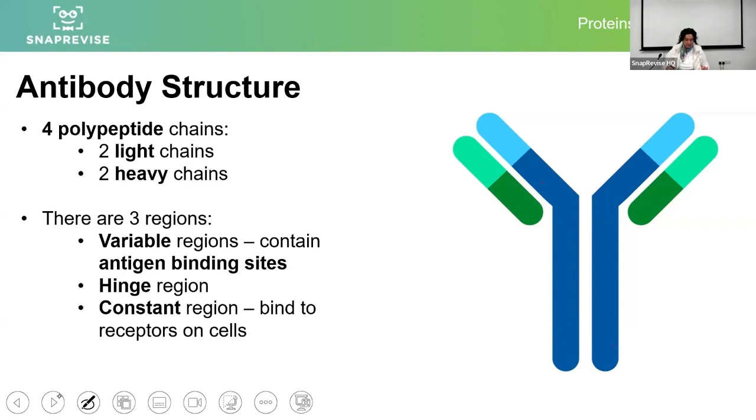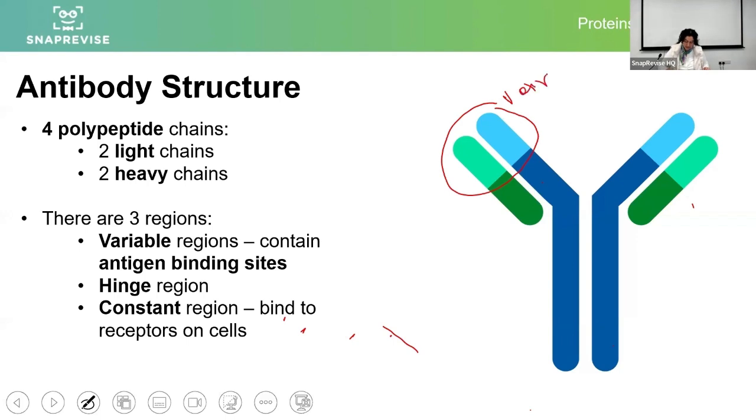One is the variable region. So that will be the light blue and the light green. And they contain antigen binding sites. And it makes sense that they are, so I just figured out that I can actually use my finger. So this here is my variable region.